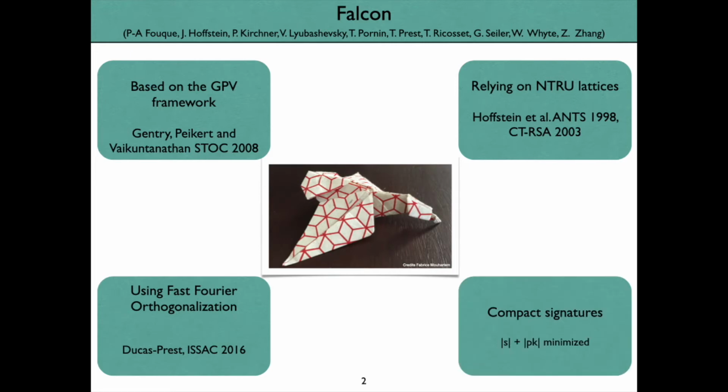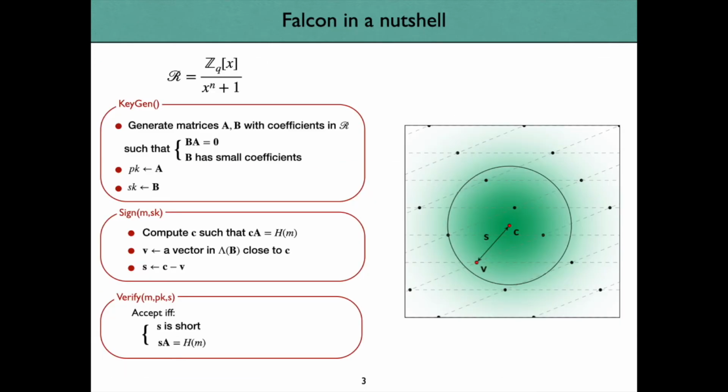It provides the most compact signatures in a sense that the sum of the sizes of the public key and signature is minimized. Let me briefly sketch the underlying idea. To generate a key pair, we generate two matrices A and B with coefficients in a polynomial ring such that B times A equals 0 and B has small coefficients. So the public key is A and the secret key or private key is B.